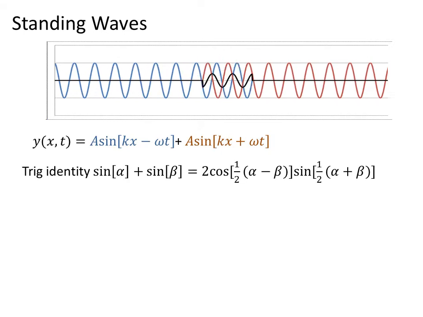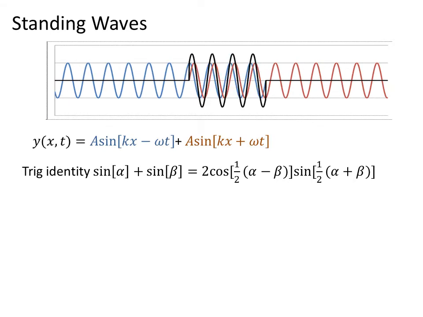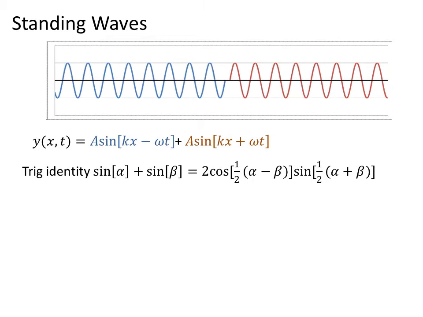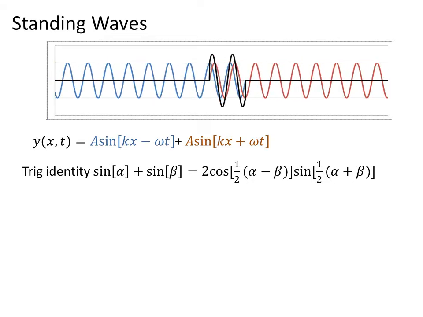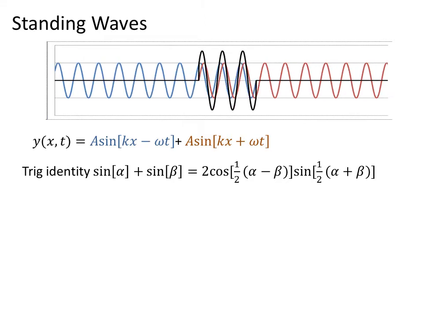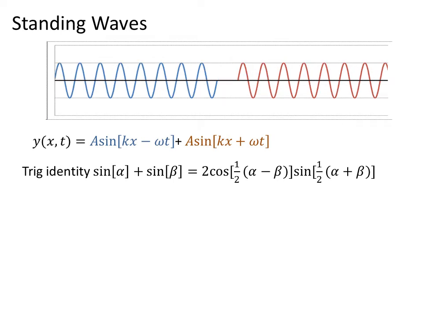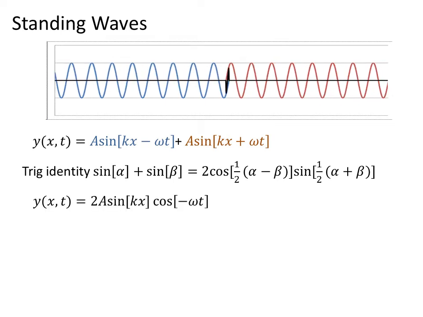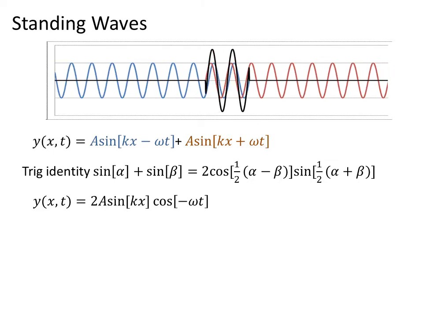If we use a trig identity on this formula, we find that sine of alpha plus sine of beta is equal to 2 times the cosine of 1/2 the difference between alpha and beta times sine of 1/2 the sum of alpha and beta. So we have y of x and t is equal to 2 times the amplitude times sine of kx times cosine of minus omega t.